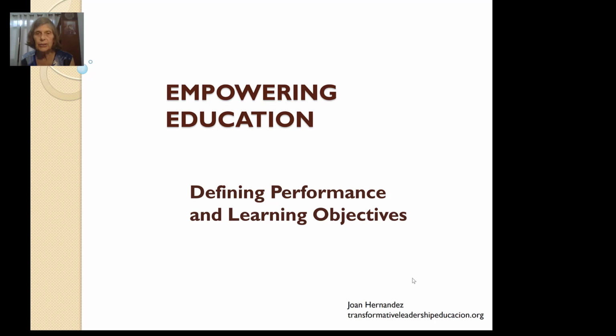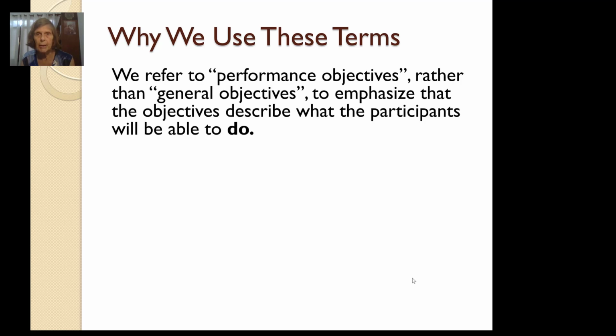When planning a course or a workshop, we begin by defining performance objectives and learning objectives. Some may ask why we use these terms rather than simply speaking of general objectives and specific objectives. We refer to performance objectives rather than general objectives to emphasize that the objectives describe what the participants will be able to do at the end of the course or workshop.